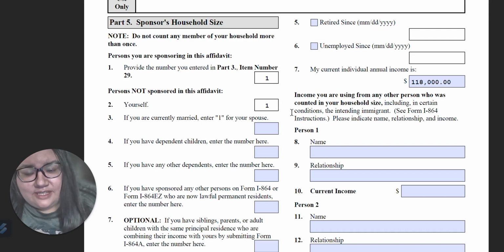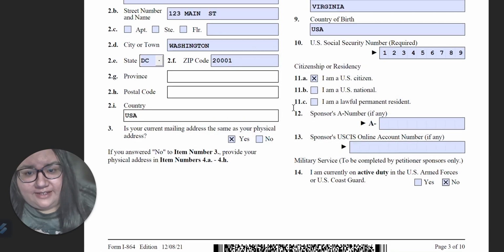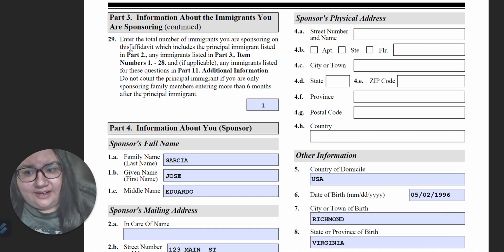supposed to be. Now, if you notice, on my form, question 1 is already filled out. If when you're filling this out, box 1 is still blank, that means you've made an error. This one over here is actually pre-populated from when we filled out part 3. I'm going to bring us back all the way up here on part 3, item 29. See how we filled out that we're sponsoring one immigrant? That pre-populates the one down in the next section.